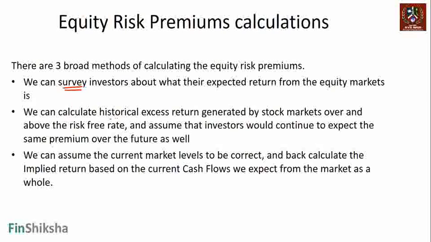The second one is you can calculate the historical excess return. Remember, the equation is RM minus RF. So you could find out the RM, or return on the market, in the last many years, and subtract the historical average risk-free rate from that, and assume that investors would continue to expect the same premium over and above the risk-free rate in the future as well. That's an assumption. Remember, what we are calculating is historical, so it's backward looking, and what we are assuming is that investors will continue to expect it in the future as well, right? They are okay with the same return in the future as well.